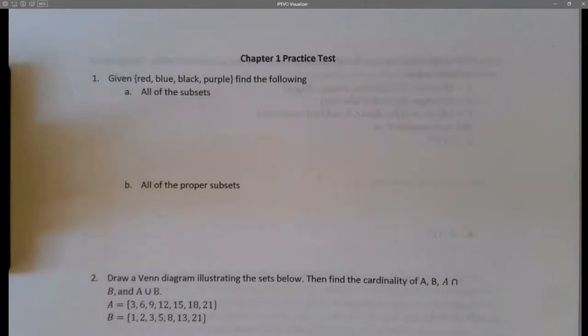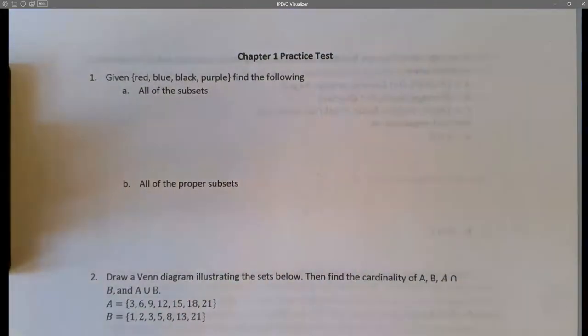Number 1 says, given red, blue, black, purple, find the following, all of the subsets. So I think I changed the wording on the test to say, write out the following. I want you to write out all of the possible sets and not give me a number here. I noticed a lot of people on the in-class assignment were just giving me a number. And when it says to write all of the following, you need to list out every set grouping possible. If you give me a number, that's not what it's looking for, so you'll get it wrong. So when I want to find all of the subsets, this can include the original.